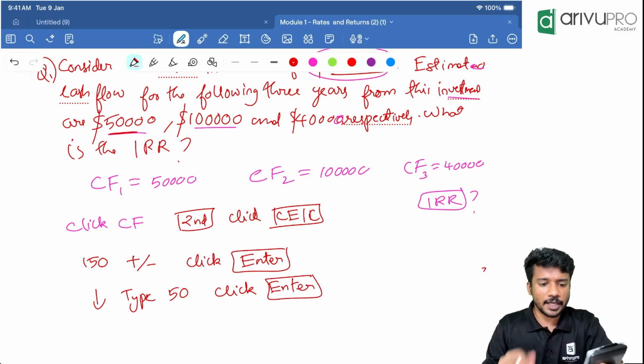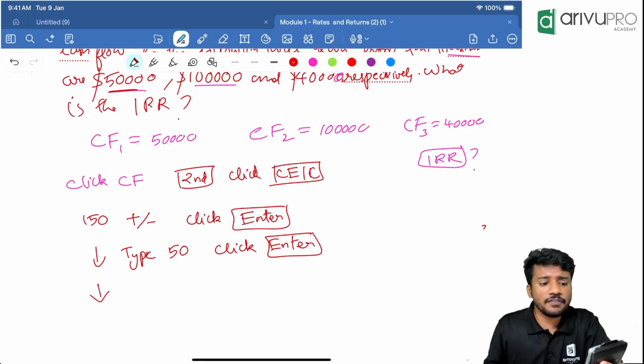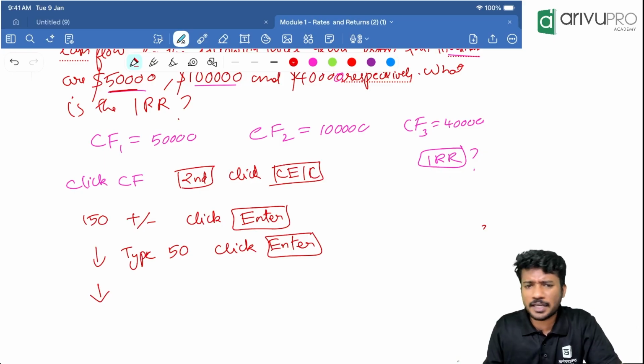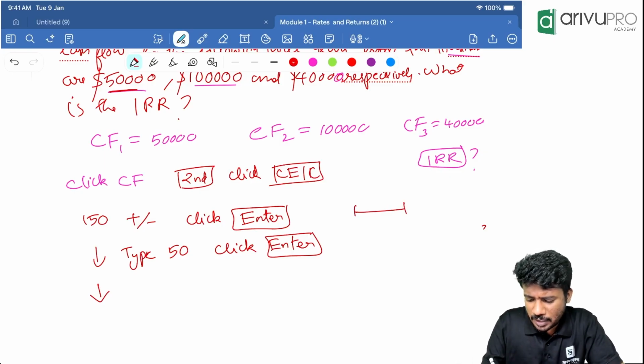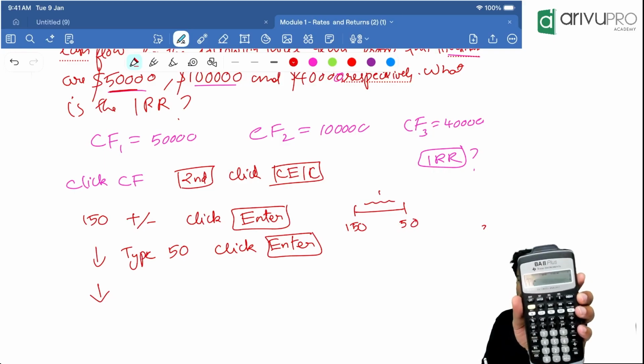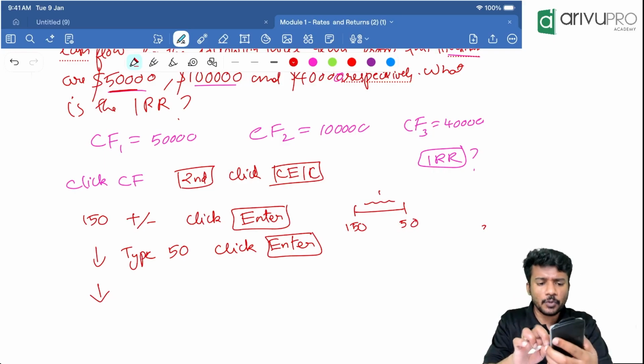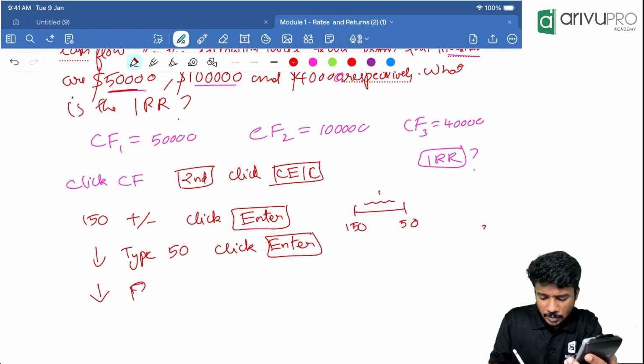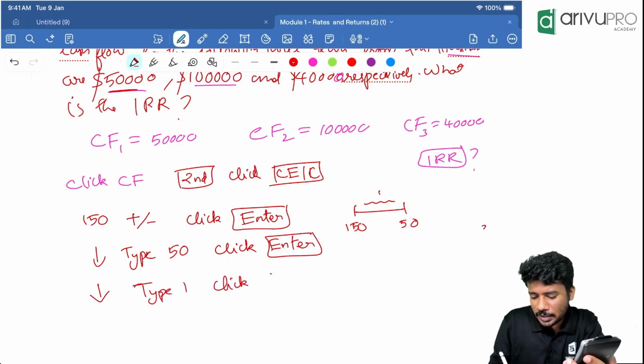Now again click the down arrow. Now you will see F01. F01 means the period. Only 1 year it is happening, right? For the first year, 150,000 was invested. Then you got 50 in the first year. So how much is the time period? 1. It is given as 1 directly. Type 1, then click Enter. Then again move down.